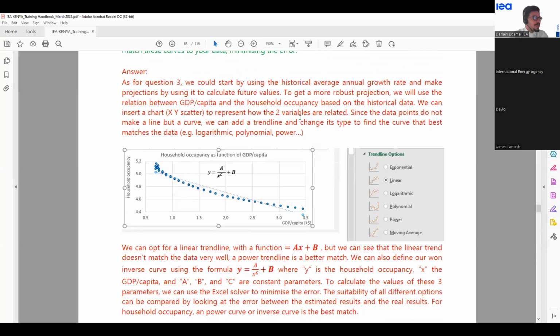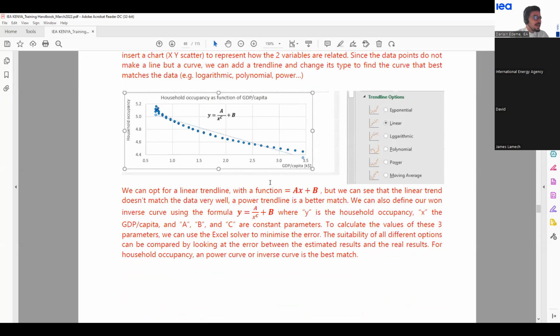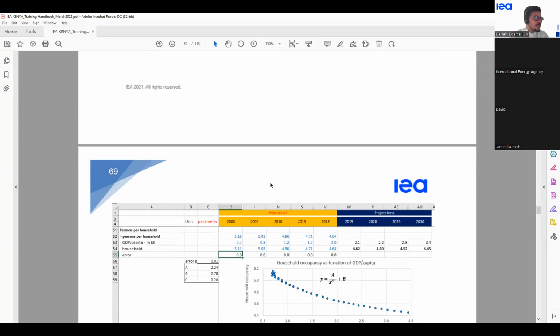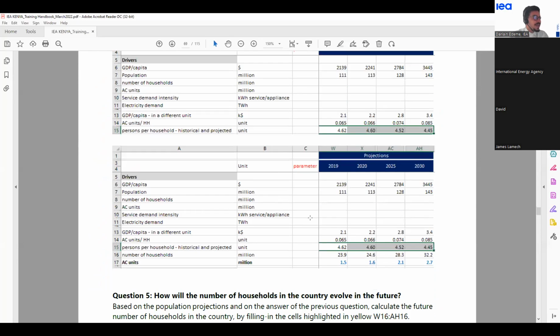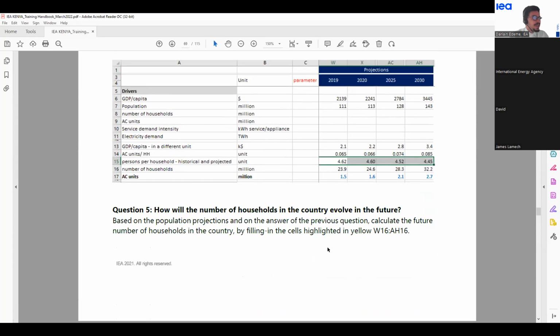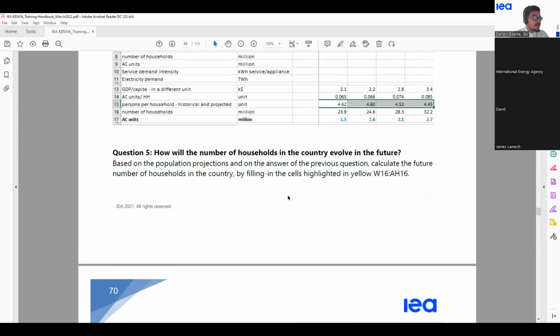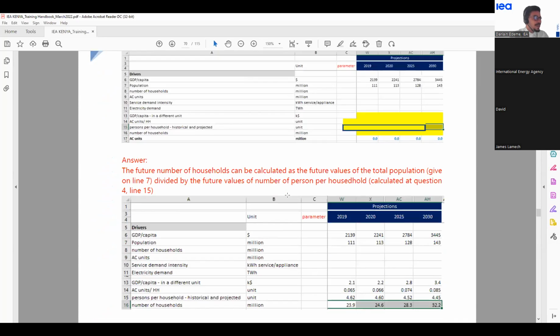You will see described in the answer how this function is not linear. You can try many options, as you see here on the right. You will see that the power and the inverse curves are the two that are most in line with the data, and you can also see it through the R-square value that you can plot in Excel. Using these parameters to calculate the persons per household projection, you will see that the final curve really fits the available data, and the R-square is also closer to 1 than with the linear approach.